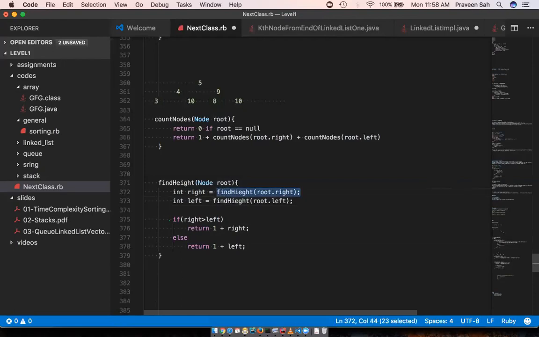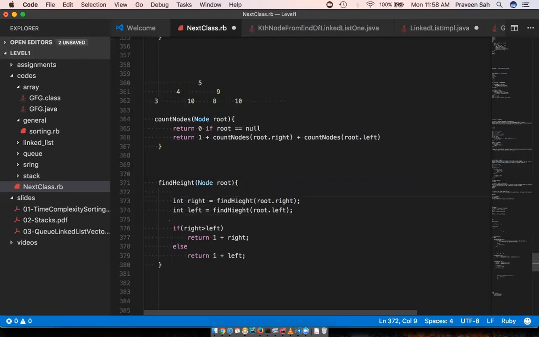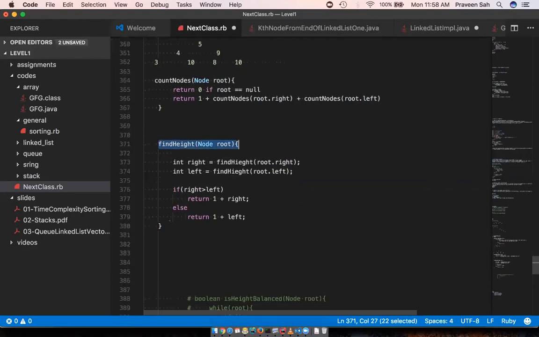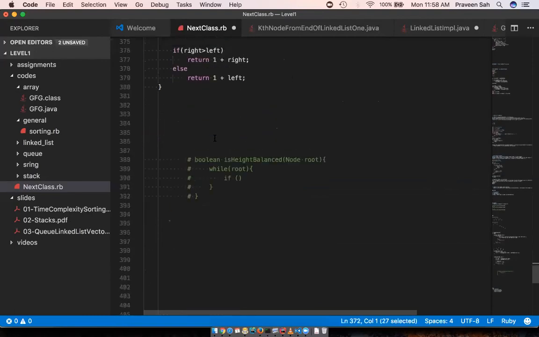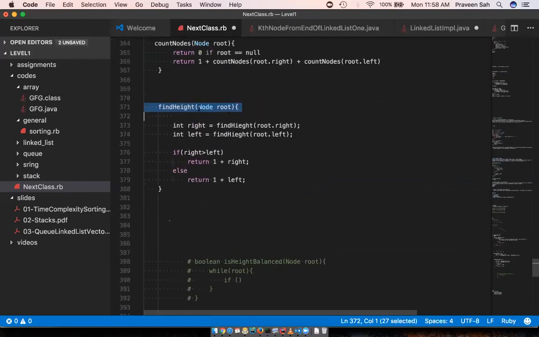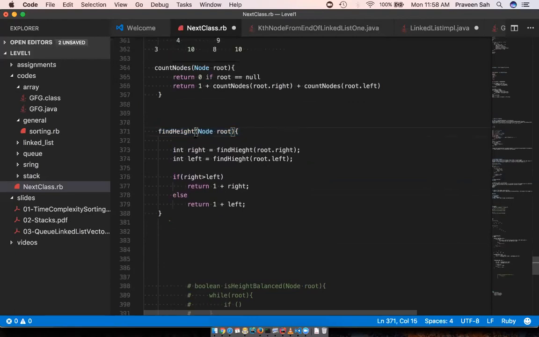But why are we returning the height? Because I have asked to calculate the height. We have to do height balance, but we have not yet reached there. I'm just trying to implement find height. We'll do height balance next. Before that, I wanted you to implement count, which you have done. Then we want to implement find height. Height balance will come.